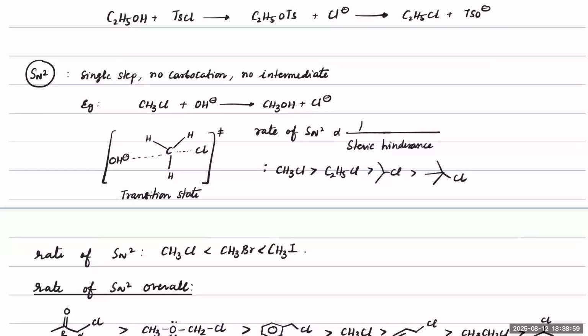Clear? Okay. So it is not an intermediate, it is a transition state. Trigonal bipyramidal transition state.